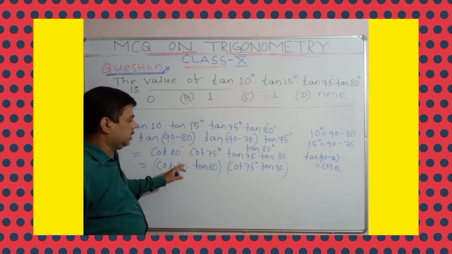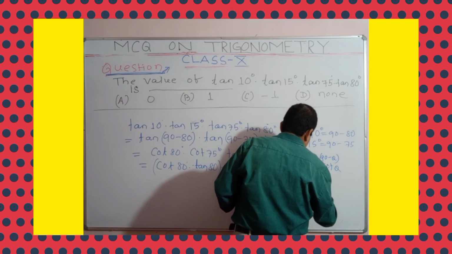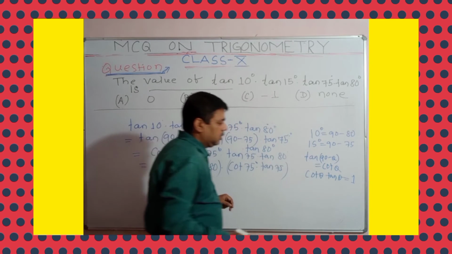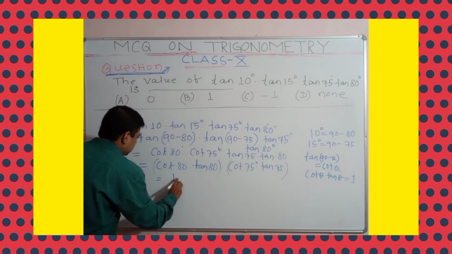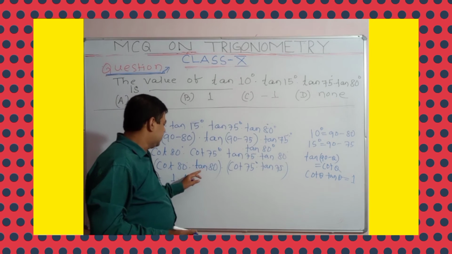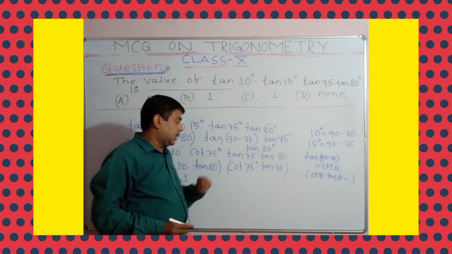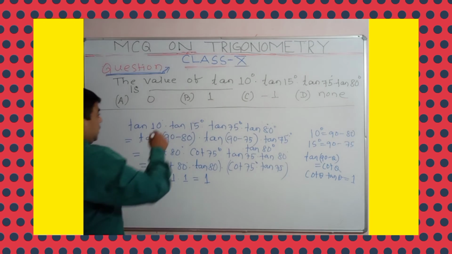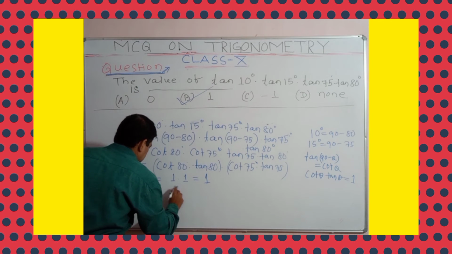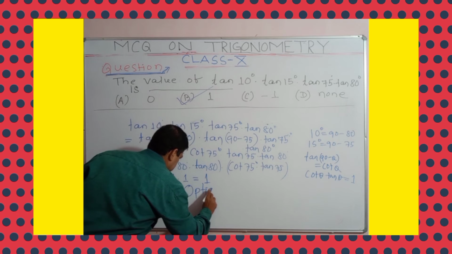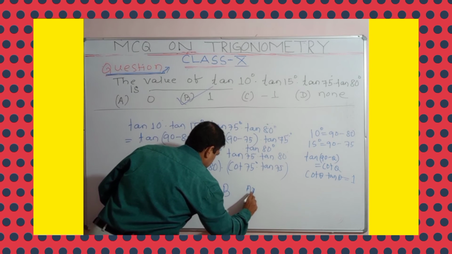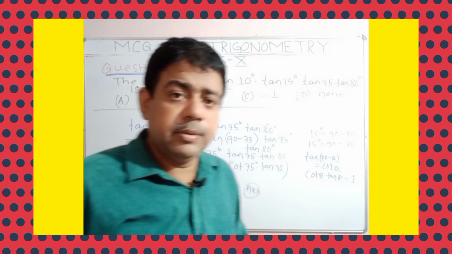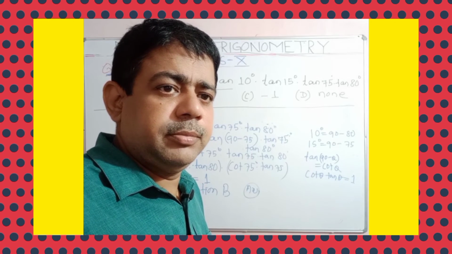And you know cot theta into tan theta value, cot theta is the reciprocal of tan theta. So cot theta into tan theta value is 1. Cot 80 degree into tan 80 degree value is 1, and cot 75 degree into tan 75 degree is 1. So the required value is 1. Here who is the correct option? Here B is the correct option. Hence option B is the correct option. Okay, understood? Okay, thank you.